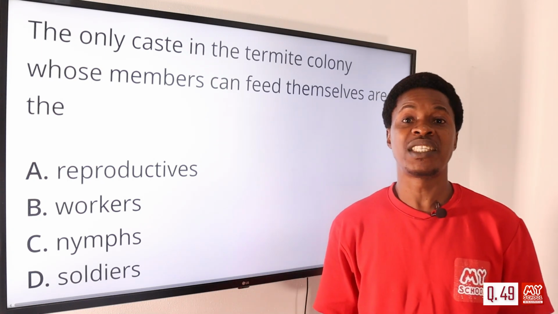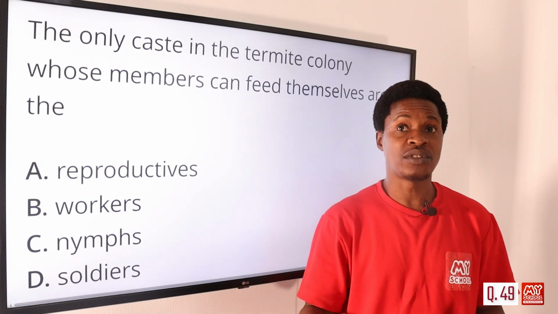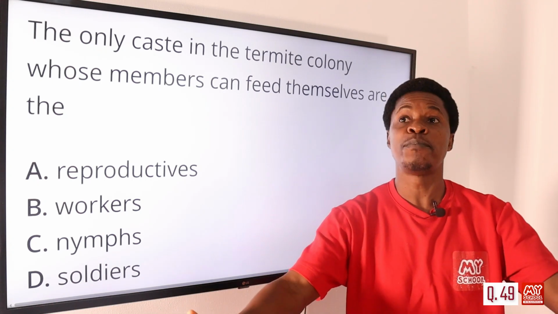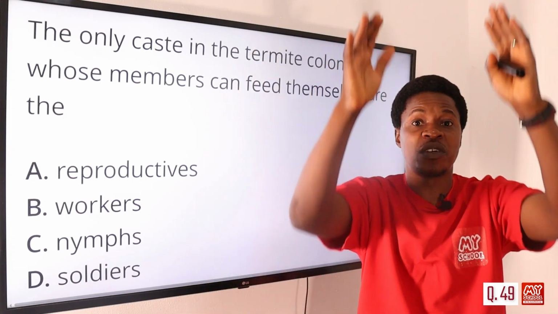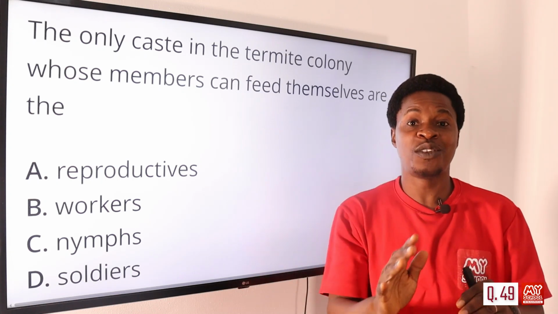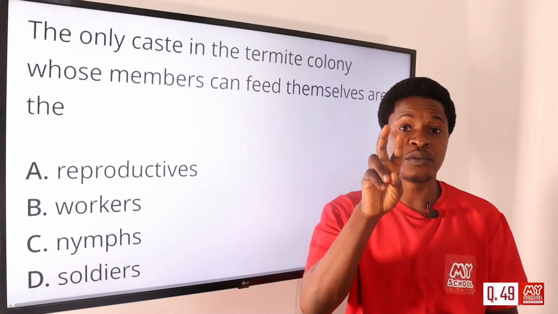A termitarium is the house, the habitat where the termites live. You see them building it like mud, going up that way. When you try to break it up, it's the soldiers first that will attack you. They begin to bite you because they have mandibles that are so sharp.